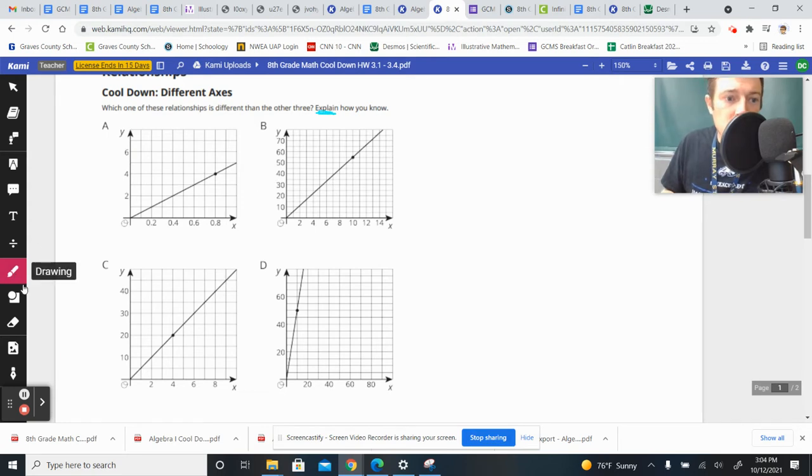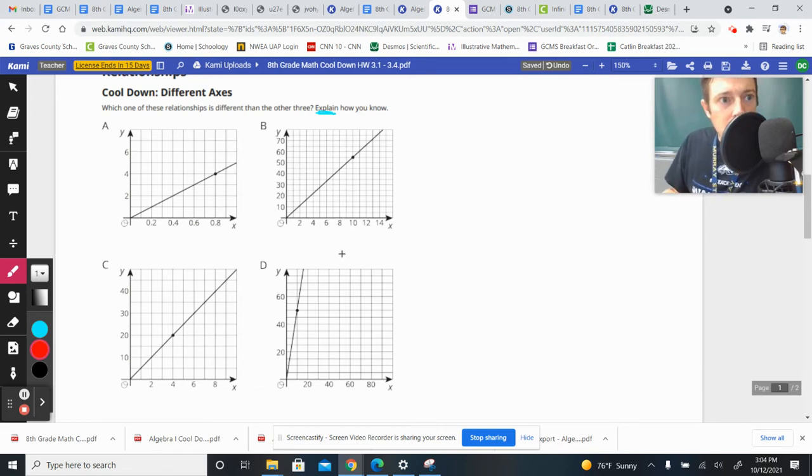So to be able to do this, since they're all scaled differently, like this one's scaled by 2s and by 2/10, and these are scaled by 2s and by 10s. This one's by 10s and by 2s. This one's by 20s and by 20s. They're all scaled differently, so you can't visually tell that some of them are the same. So you have to actually look at their constant of proportionality.